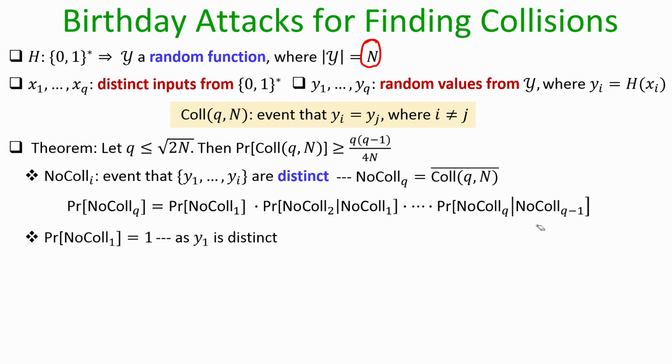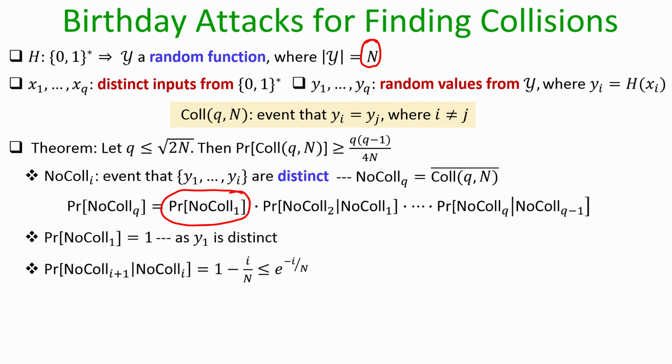Okay, so let us calculate each of the probabilities on your right hand side. It is easy to see trivially that the event NoCol_1 occurs with probability 1, because when you are making your first query, definitely no collision has occurred. That means y1 is distinct. So, I can simply ignore this probability, because that is 1.